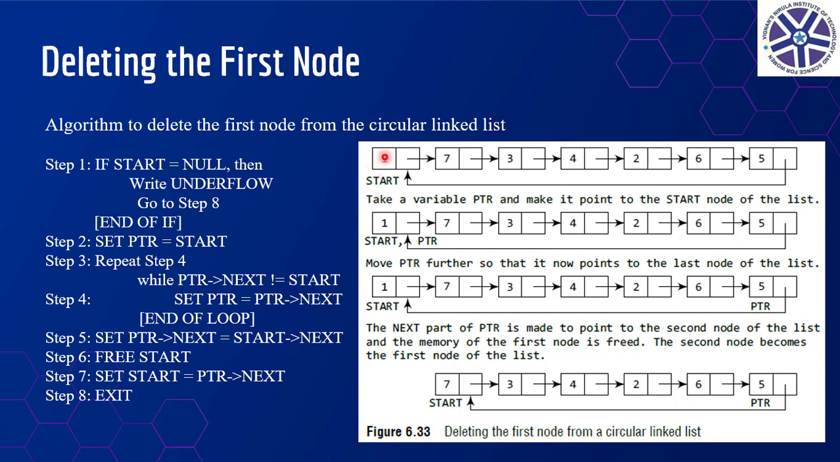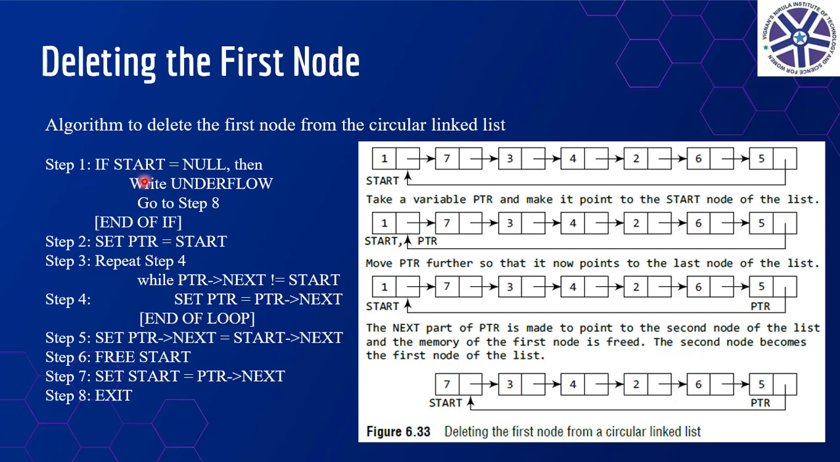We need to delete this node, and we also have to make the next node the start. As the last node is pointing to this first node, after deletion this last node has to be pointing to the new first node. Let us see how we are going to do that. Definitely we need to address the last node, so we need to take a PTR field. Let us see in step 2.